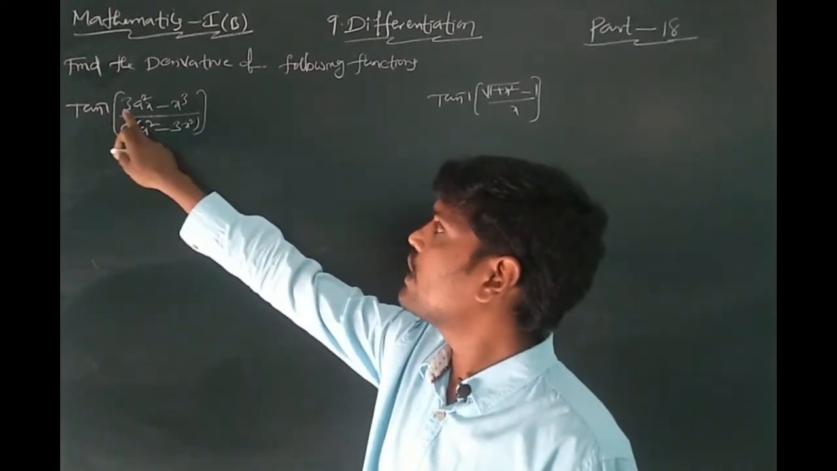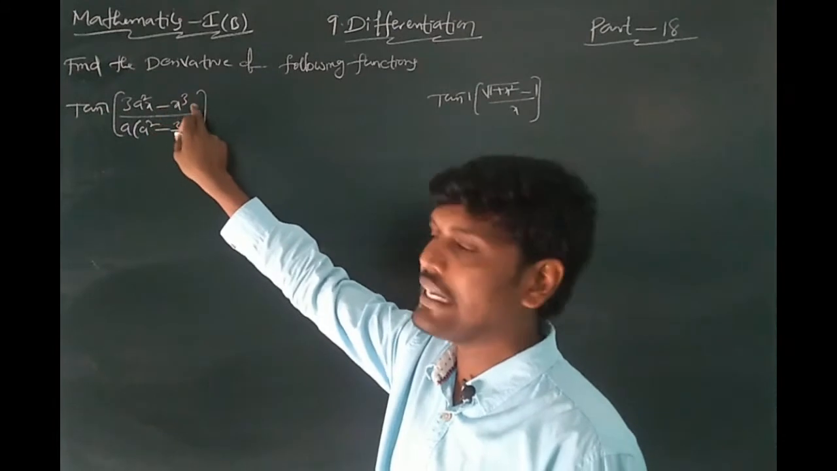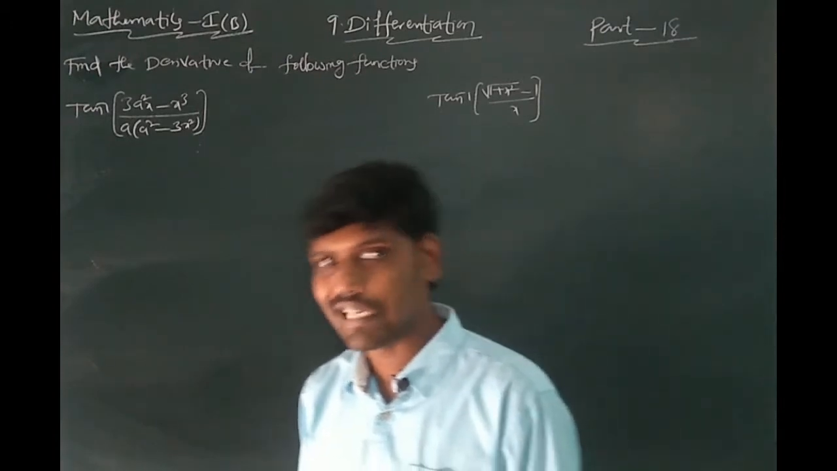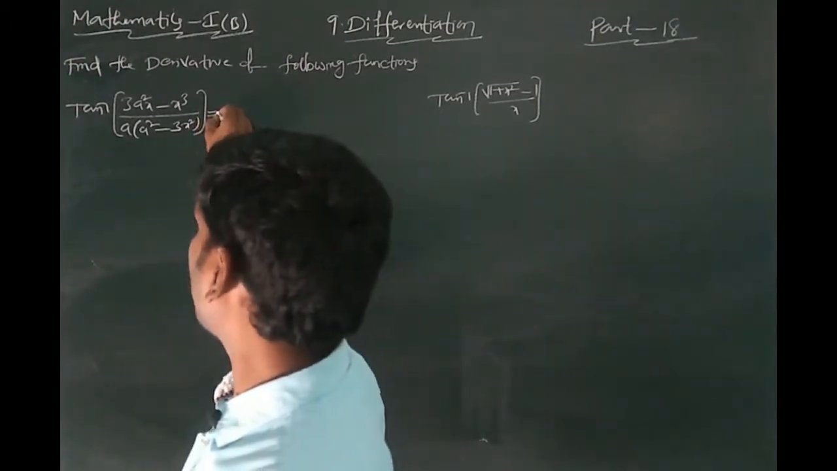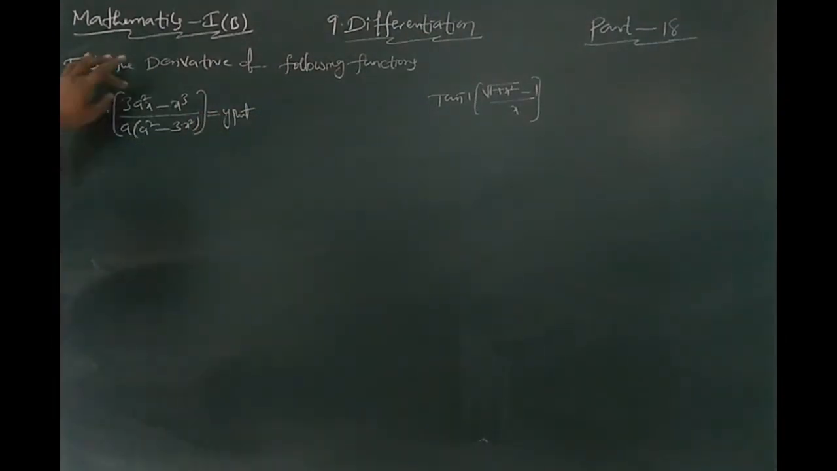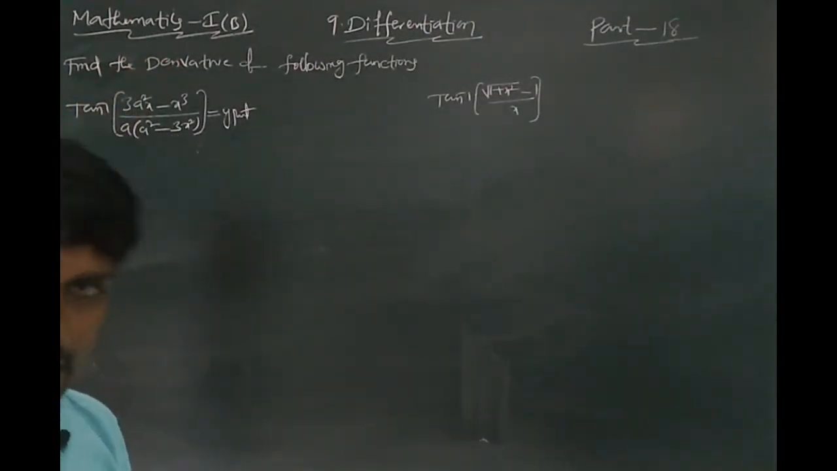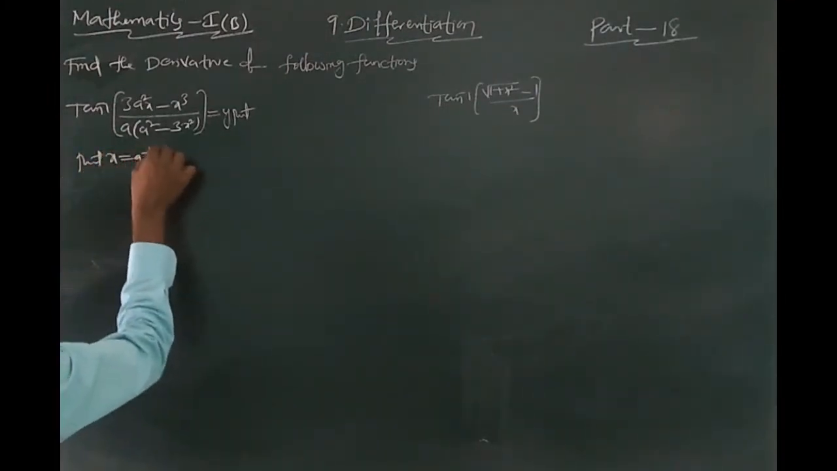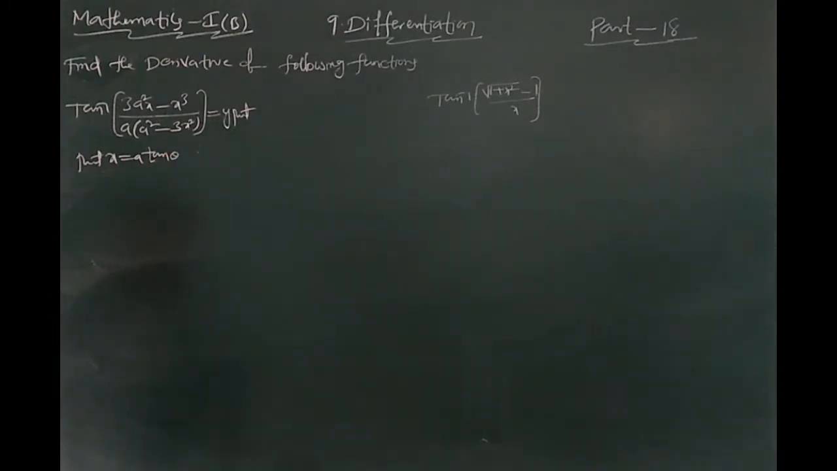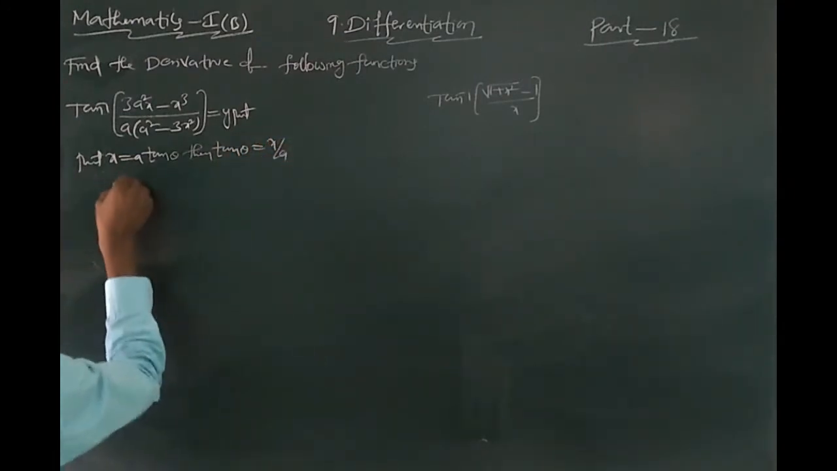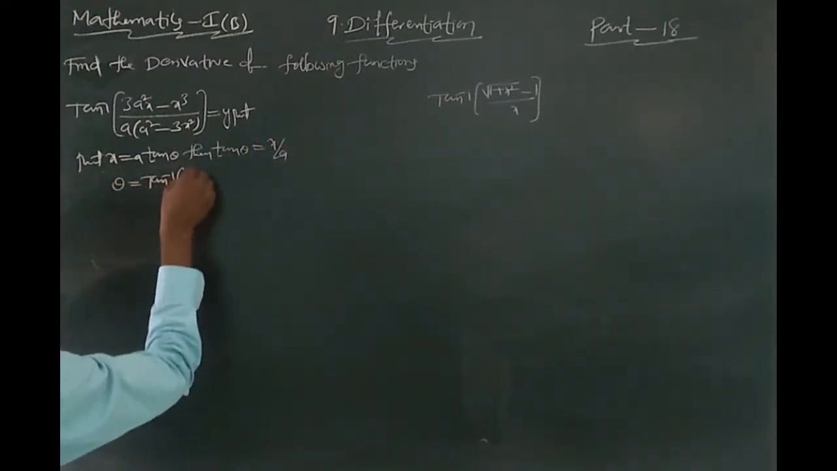What is the first problem? tan inverse of (3a square x minus x cube) over a into (a square minus 3x square). First of all, for any problem, we take the function as y. Put y equal to tan inverse of (3a square x minus x cube) by a into (a square minus 3x square). In this problem, you can write x equal to a tan theta. Then tan theta is equal to x by a, so theta is equal to tan inverse of x by a.